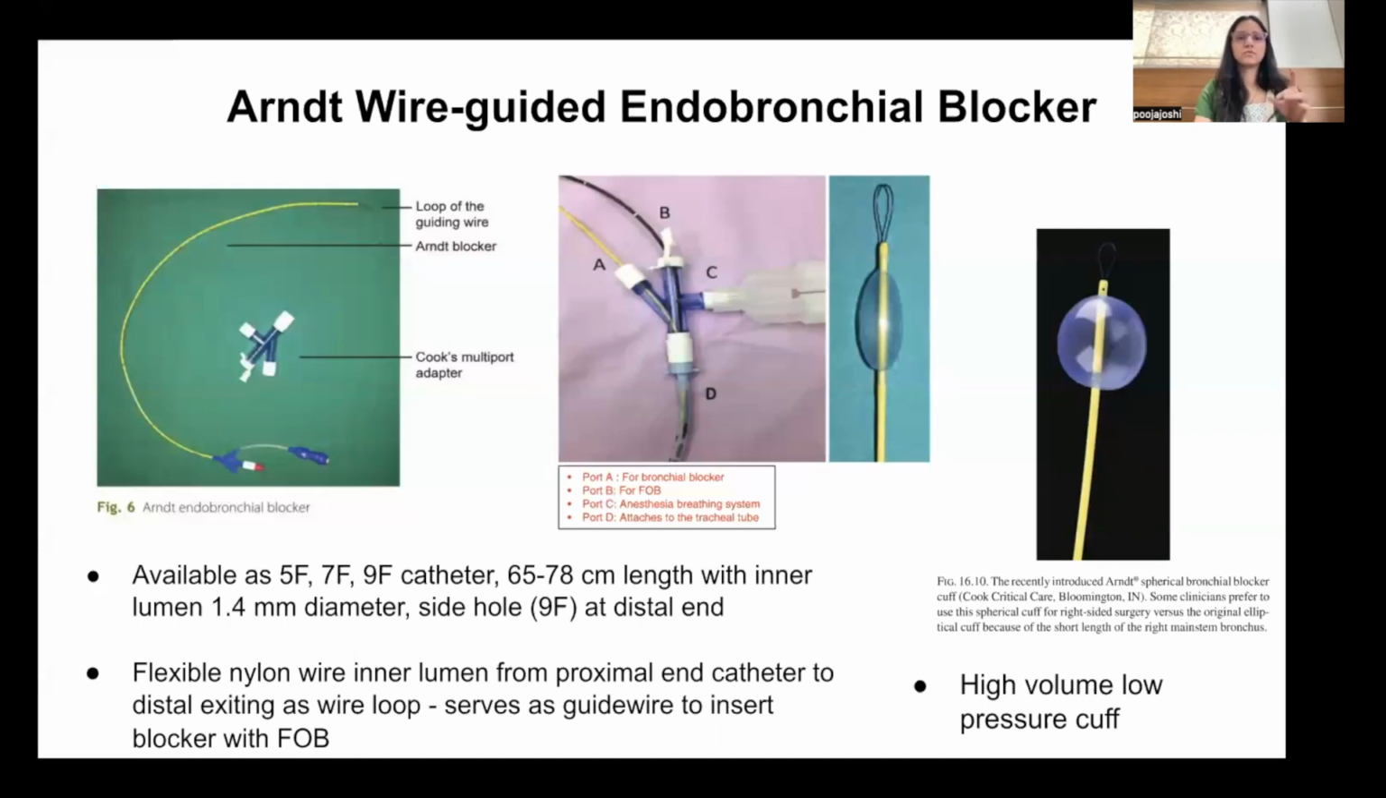It has a Cook's multiport adapter and a flexible nylon wire inner lumen from the proximal end of the catheter to the distal end, exiting as a wire loop which serves as a guide wire to insert the blocker with the help of a fiber optic bronchoscope. It has a high volume, low pressure cuff.